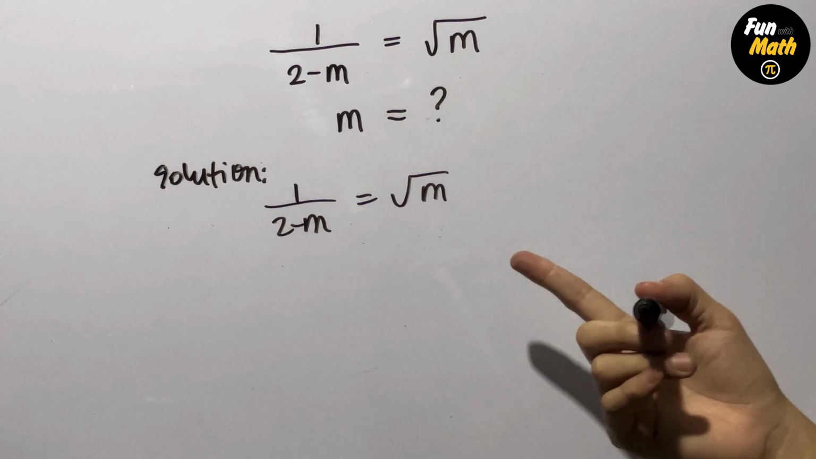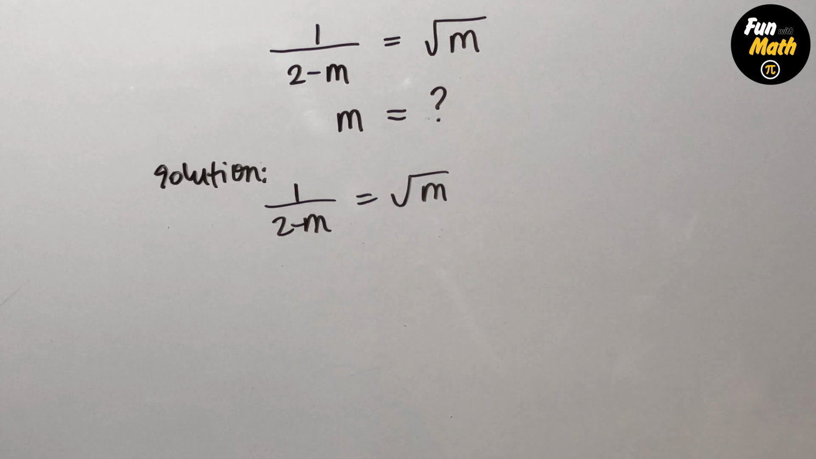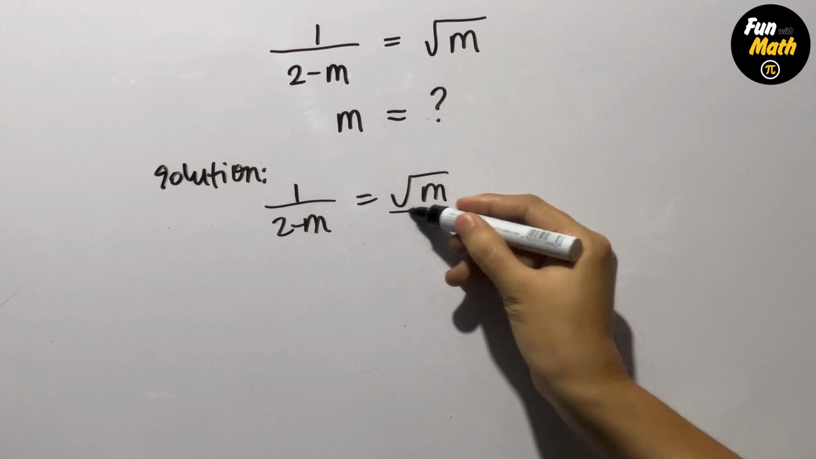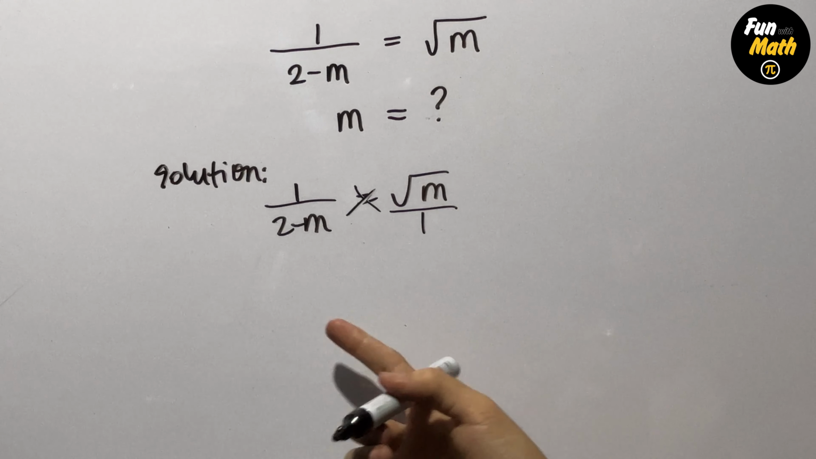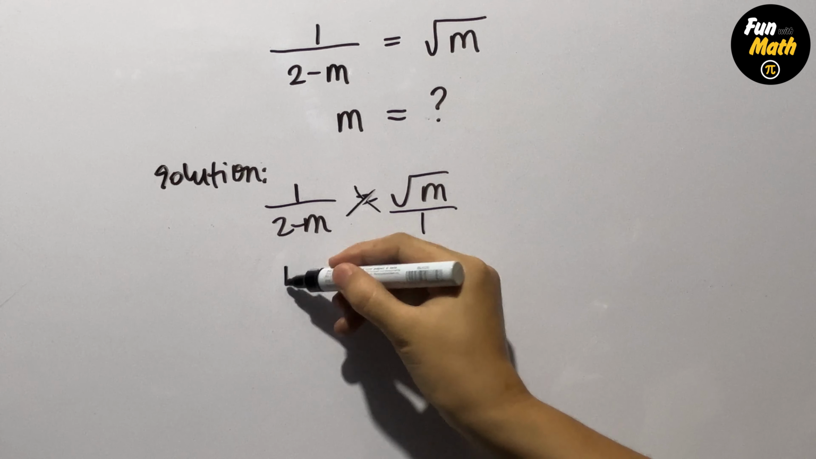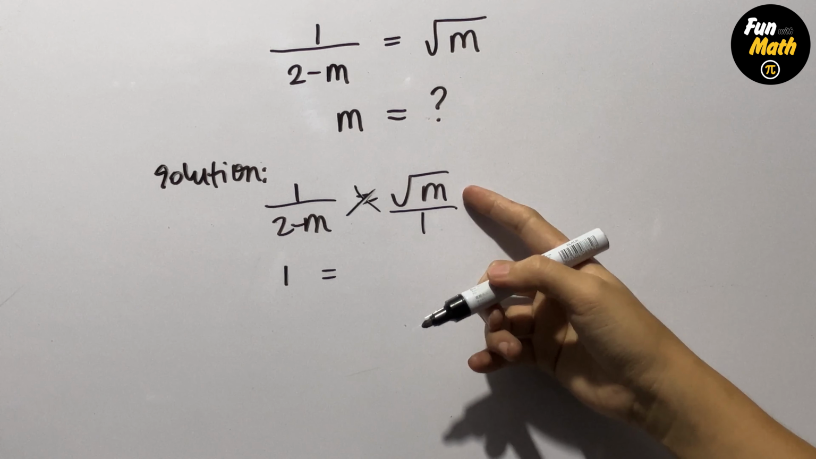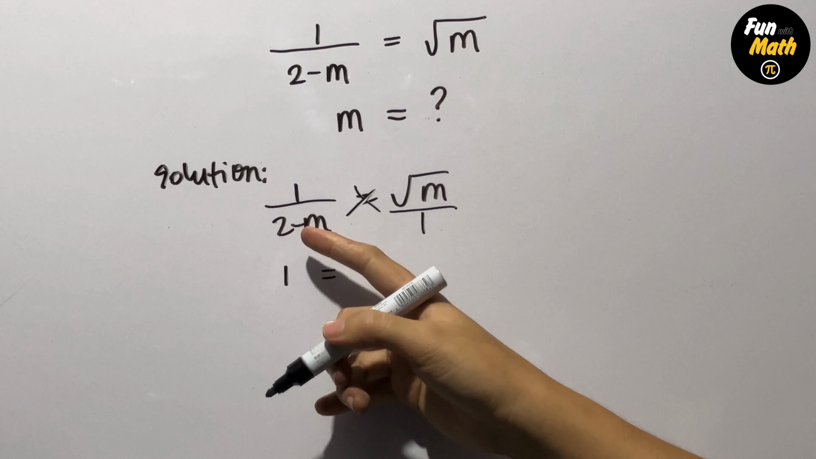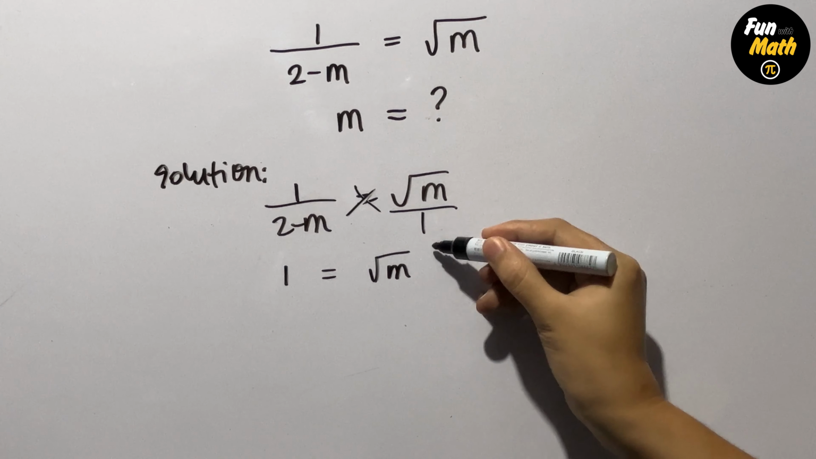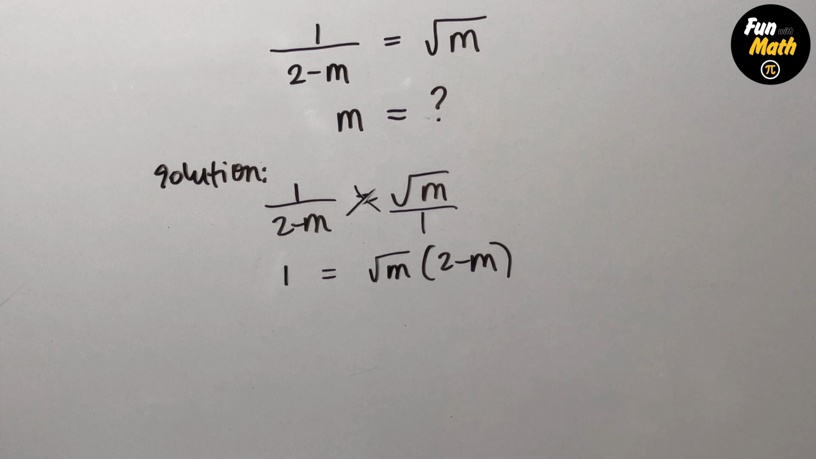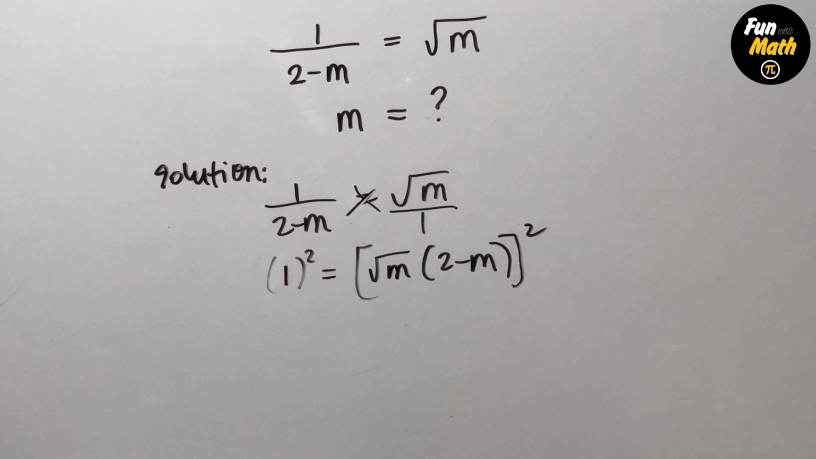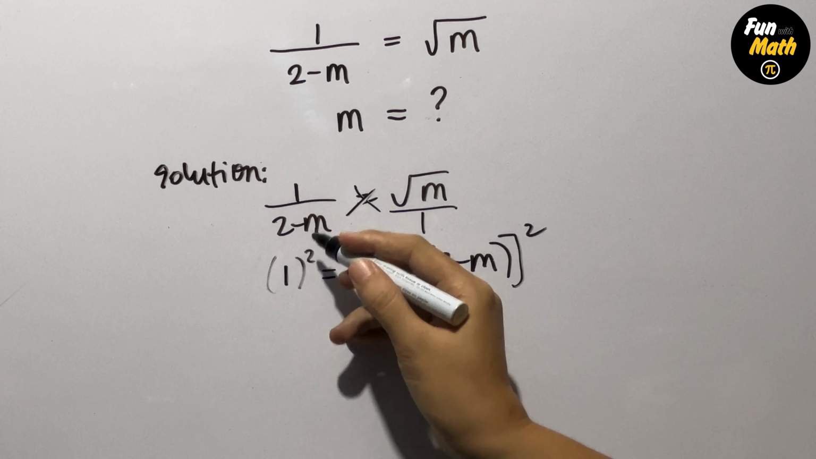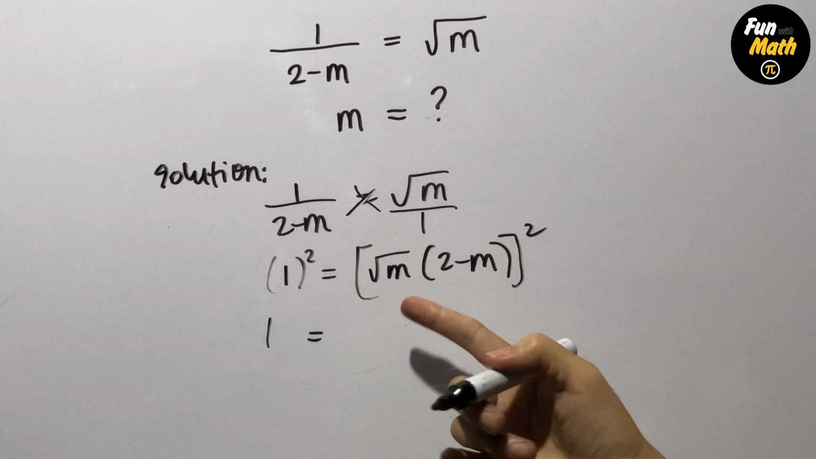And then, for this, we can cross multiply. But before that, let's put over 1. So, 1 times 1, that is 1, equals the square root of m times 2 minus m. Next, we can square both sides. So square and then square. So this is 1 squared, that is 1, equals.